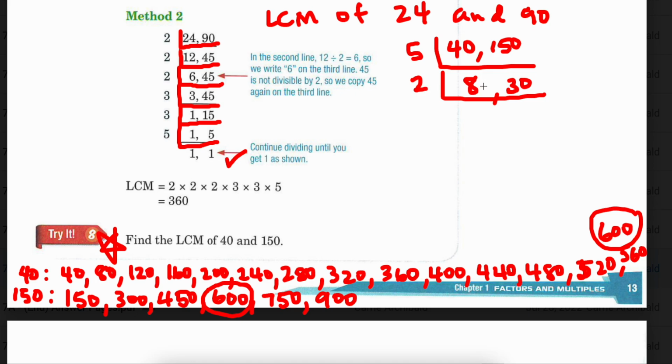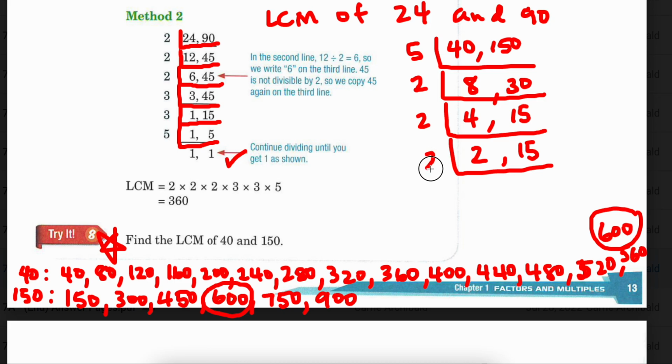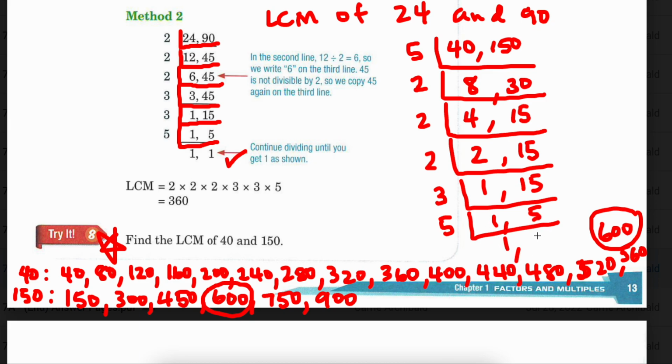Let's take out 2. 2 times 4 is 8. 2 times 15 is 30. Let's see, 2. 2 times 2 is 4. 2 doesn't go into 15, so we're going to keep that the same. 2 goes into 2 one time. 2 doesn't go into 15. We'll keep that the same. 3 doesn't go into 1. Keep that the same. 3 goes into 15 5 times. And lastly, 5. Keep the 1 the same because it doesn't go into it. 5 goes into 5 one time. We're done when we know there's just the 1s left over.